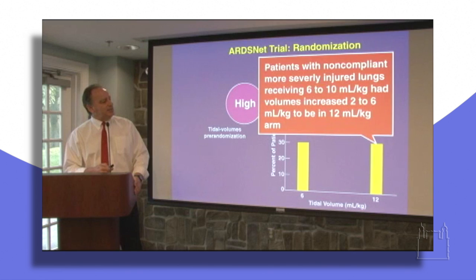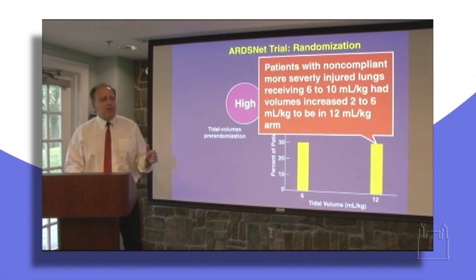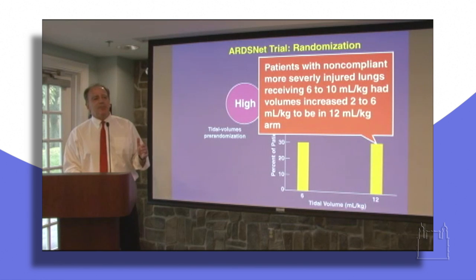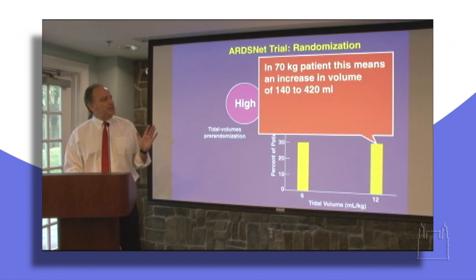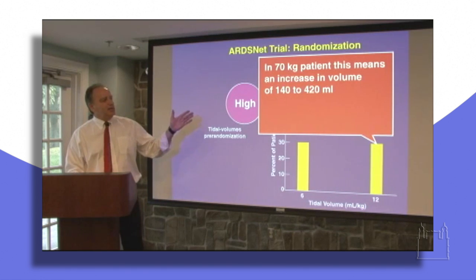And what you found is that patients with non-compliant, more severely injured lungs that were receiving 6 to 10 mLs per kilo had their volume increased 2 to 6 mLs per kilo to be in the 12 mL per kilo arm. In a 70 kilogram patient, this means an increase in volume of 140 to 420 mLs. No one would do this. This is a misalignment problem. No one would take a patient on a ventilator who's doing well and increase their tidal volume by up to 400 mLs.